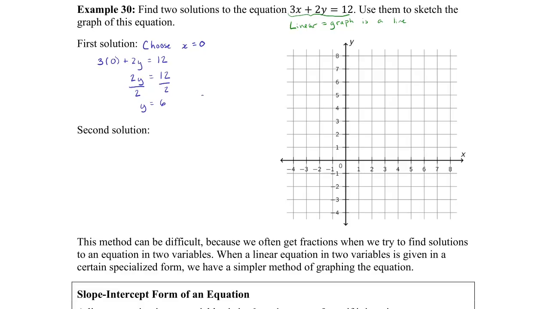So our first solution is going to be x is 0, y is 6, which is this point on the graph.